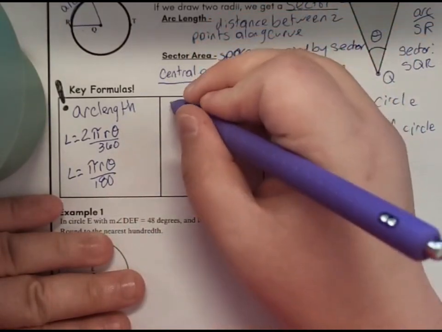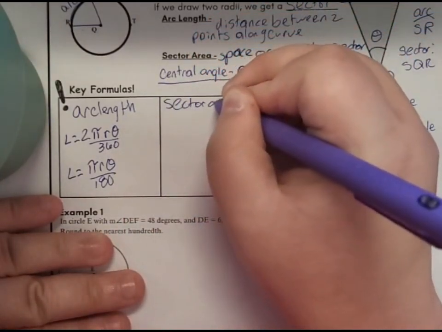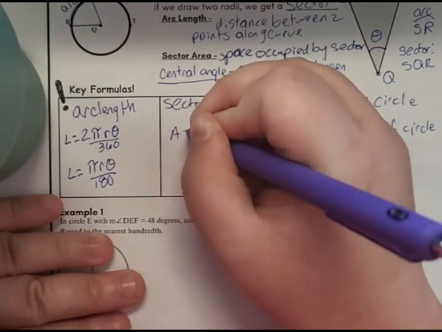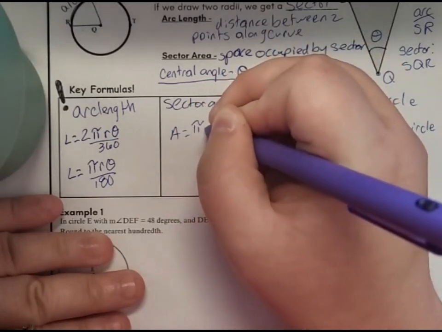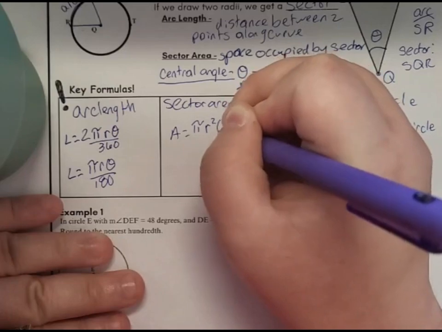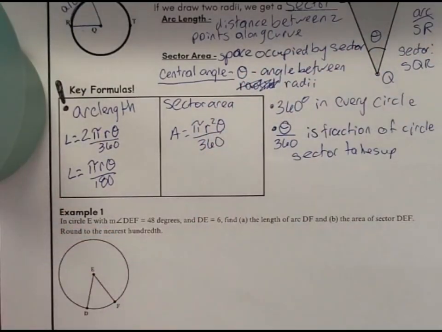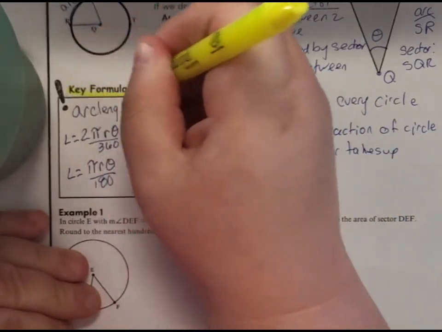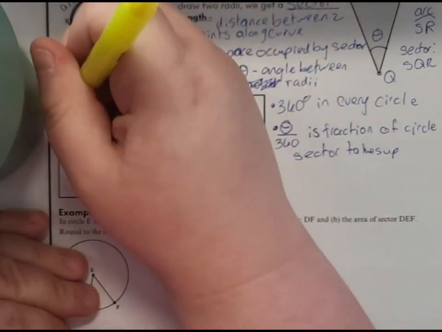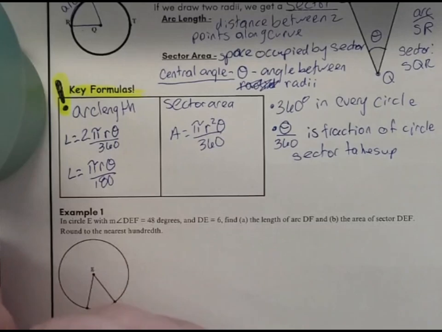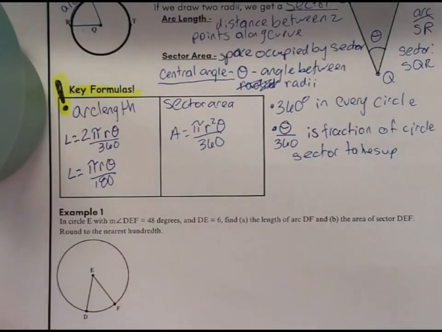Now for sector area, our formula is pi times the radius squared times our angle over 360. These are your key formulas. If you took note of nothing else, this is what you want to know. Now let's do a couple examples.